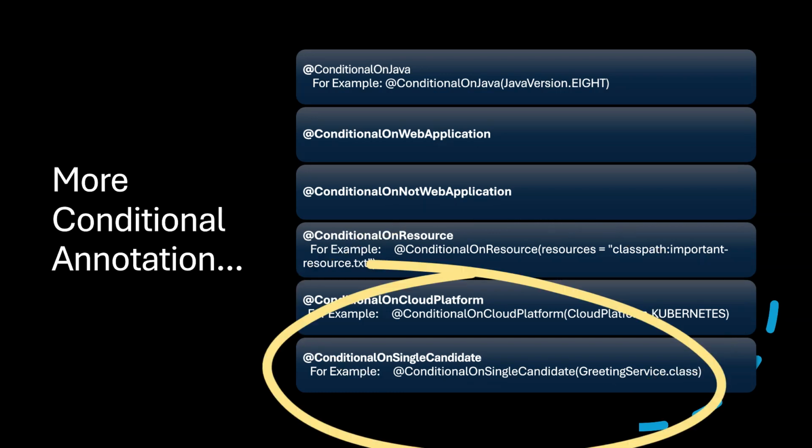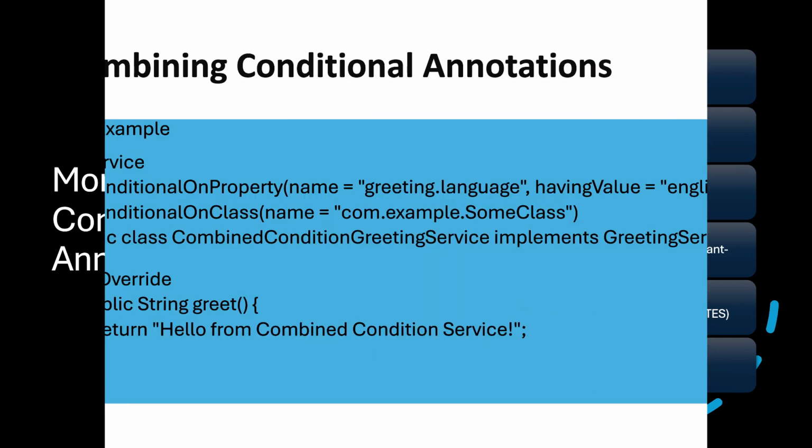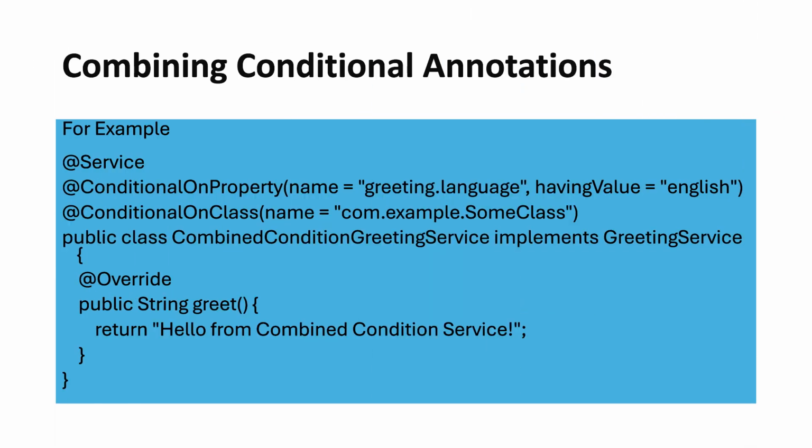@ConditionalOnSingleCandidate. This annotation creates a bean only if there is a single candidate bean of a given type in the Spring context. It's useful for ensuring that a bean is created only when there is no ambiguity in bean definitions. Combining conditional annotations allows us to create more specific and flexible conditions for bean creation in Spring Boot. By using multiple annotations together, we can ensure that a bean is created only when all specified conditions are met.